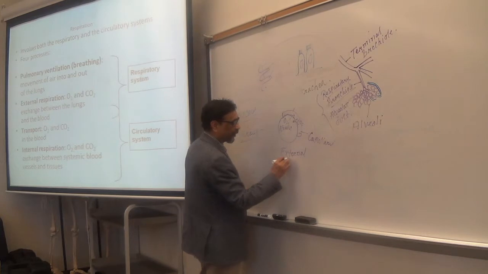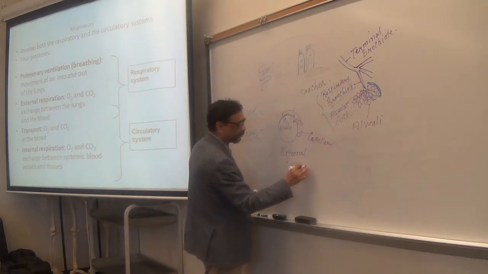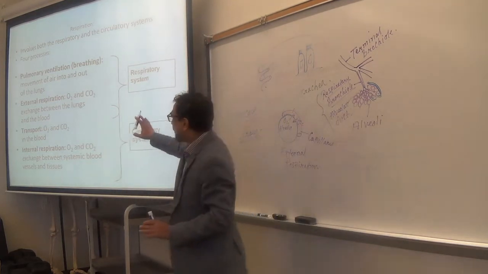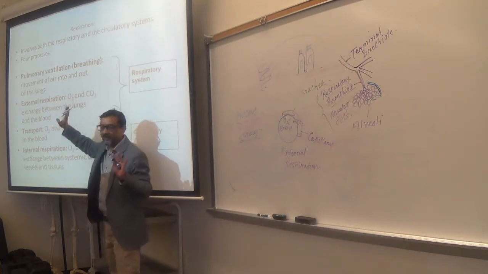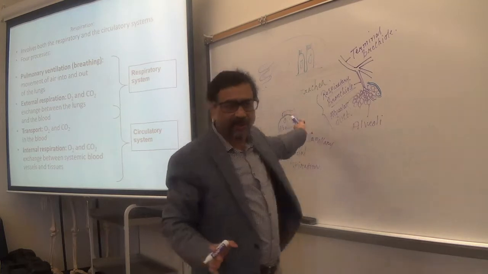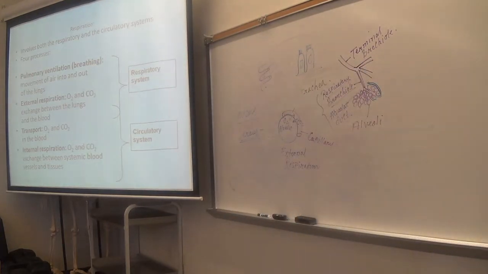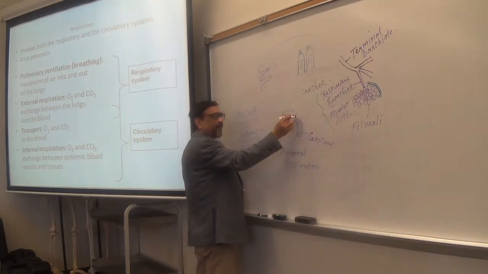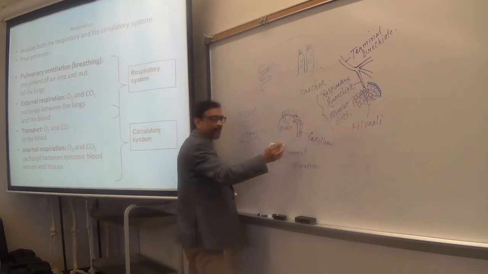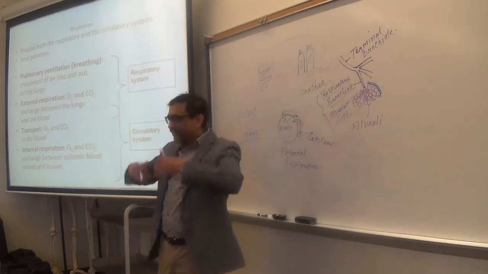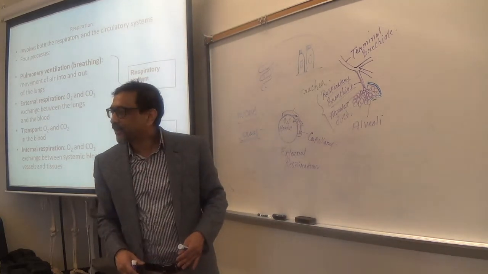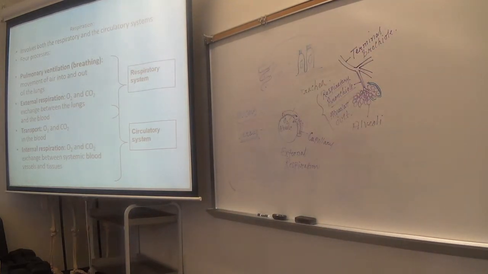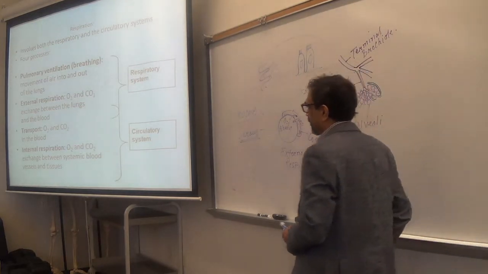External respiration occurs in the lung. Very simple. External respiration occurs where? In the lung. If you know that, you know what happens in the lung. Then, after the oxygen enters the blood, what is the function of the blood? Transportation, right? Of chemicals, including gases. So, transportation of gases from the lung to the tissue, and from tissue to the lung.